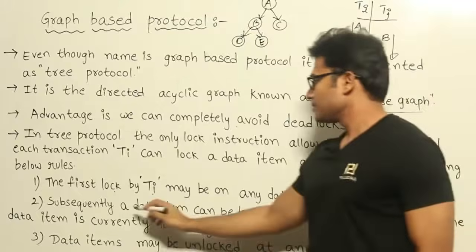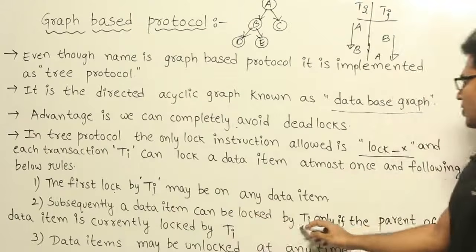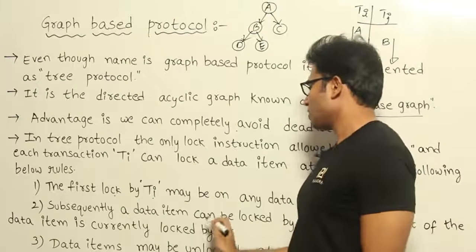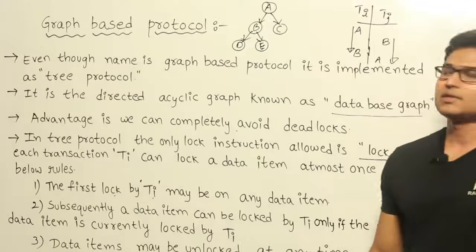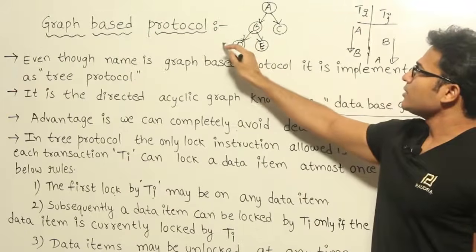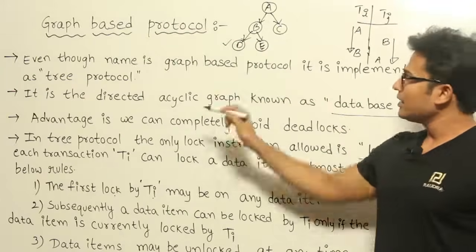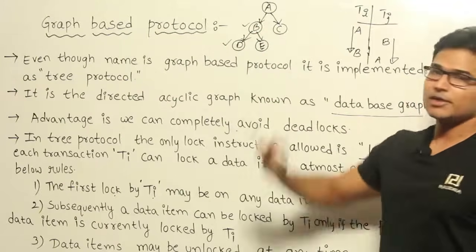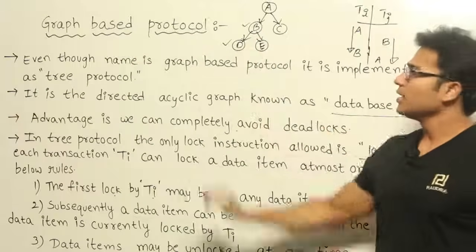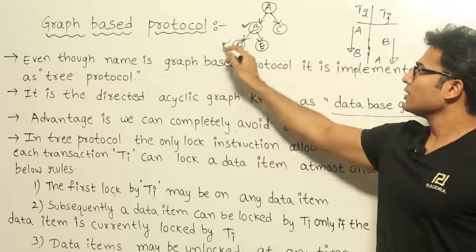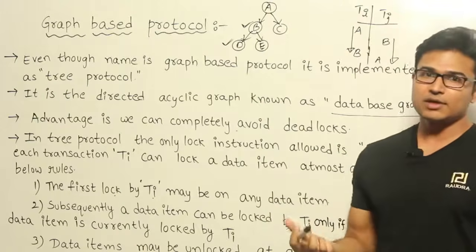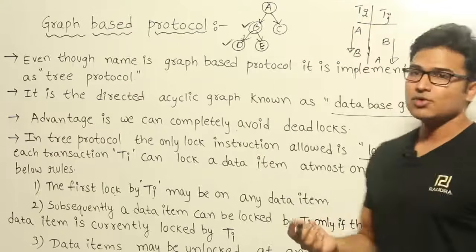But then subsequently a data item can be locked by Ti only if the parent of the data item is currently locked by Ti. So what it means is, let us say if Ti has initially locked data item D, then later it should not lock data item B. But in case it wants both B and D, then it should first lock B, and only then lock D.